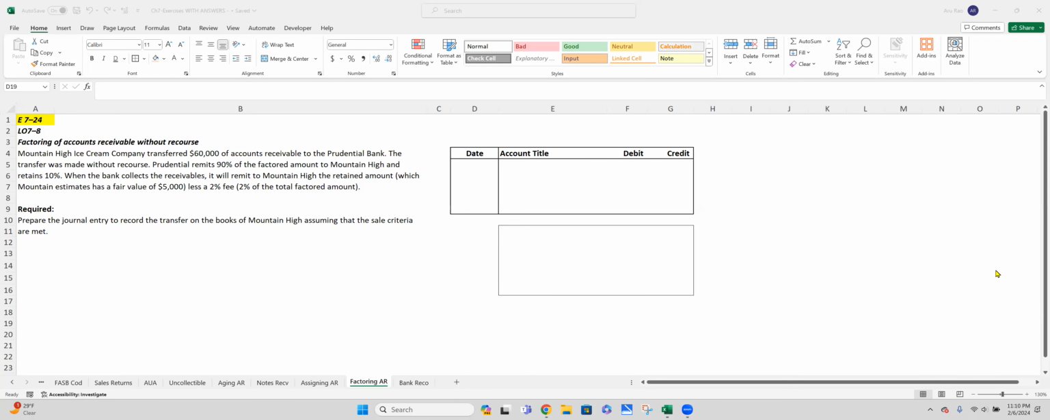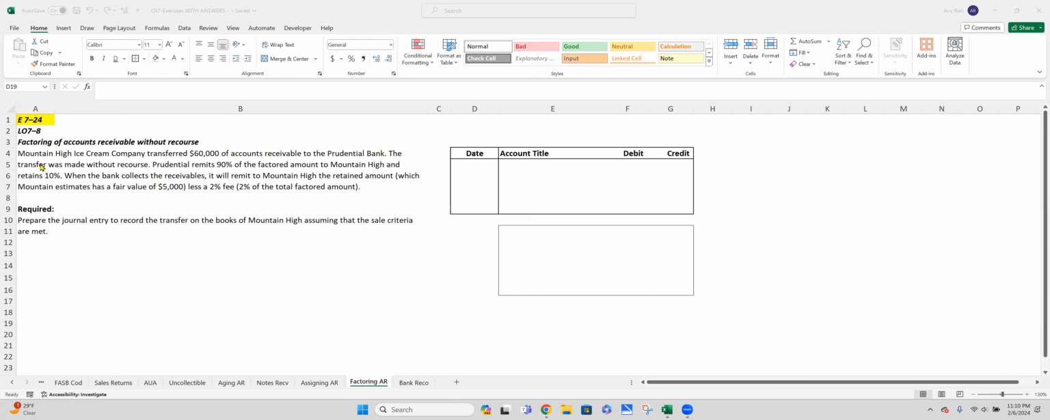Let's take a look at exercise 724, in which we're going to factor receivables without recourse. Factoring receivables means selling the receivables. Here further we are saying we want to sell it without recourse, which means we don't want to have any problems with customers who don't pay up later on.